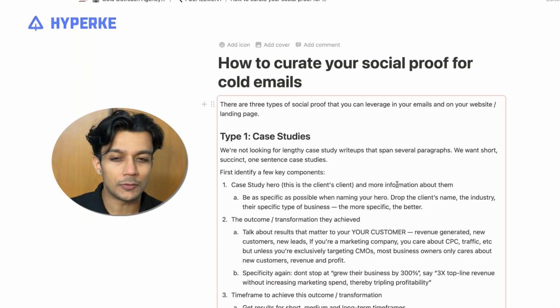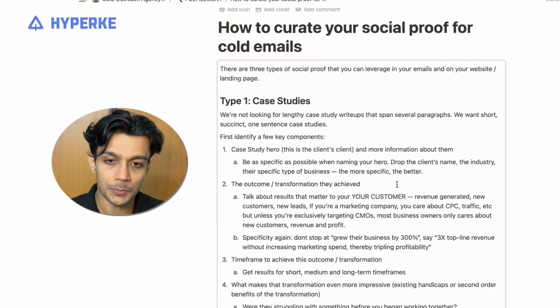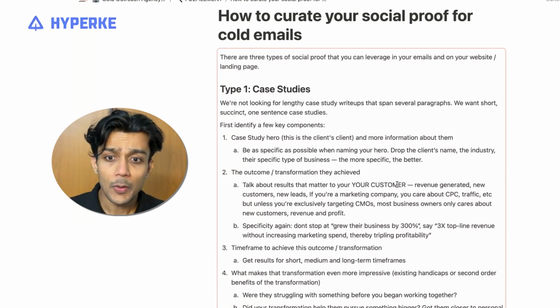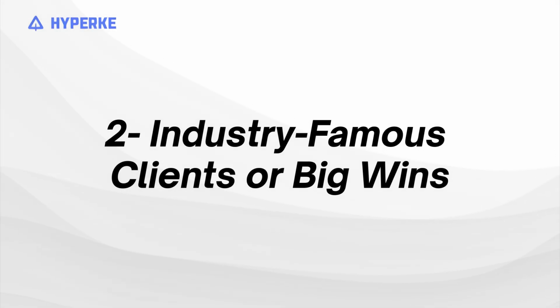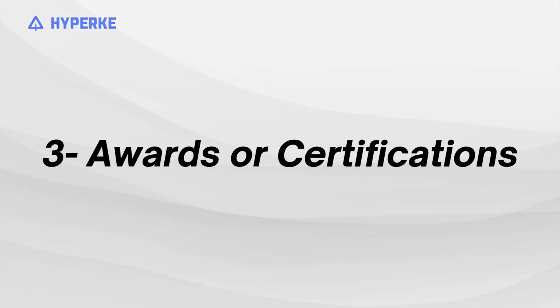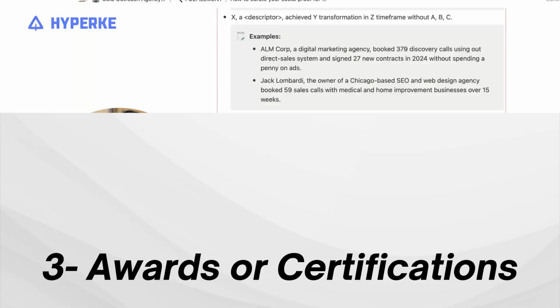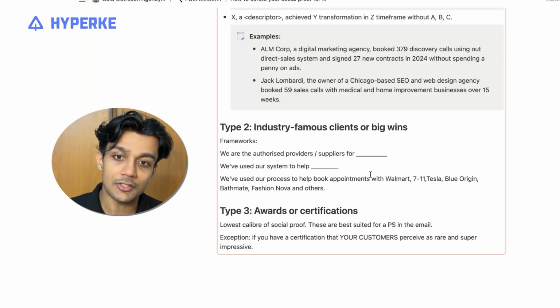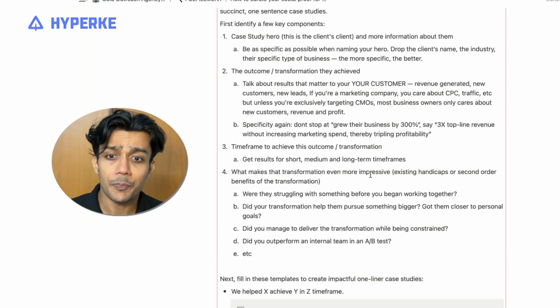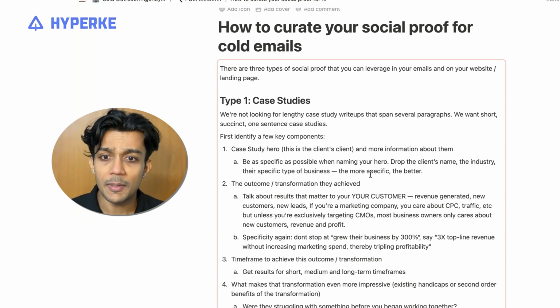Now, talking about social proof, there's basically three types of social proof that you could potentially put into an email. One is a case study, which is the most effective form of social proof. Then the second is if you've worked with any industry famous clients or if you had really massive wins with something that's commonly known and recognized in the industry. And the third type is when you have won awards or certifications that are specifically perceived by your customers as rare and impressive, right? So let's talk about all three of these and how to include them in a cold email.